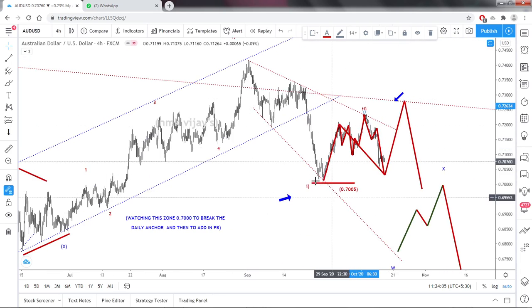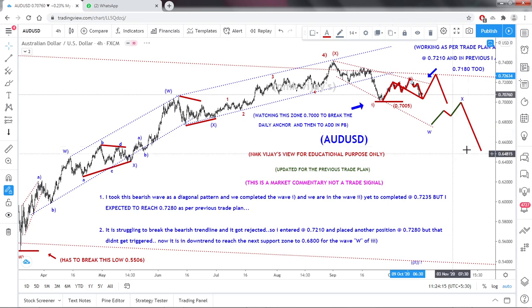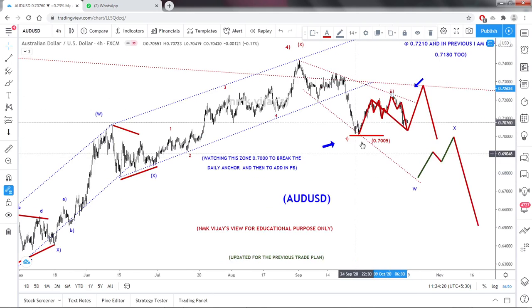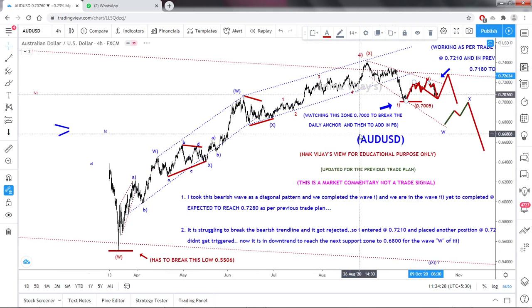So ABC is completed, 1. ABC, if it is a 2 here or 2 here, after that it has to be ABC as a W, and X as a connecting wave, and again ABC as a complete 3rd wave. So it will take more time if it is a diagonal triangle wave, and I am expecting the same thing in everything, because everything has done only 3 waves. So let's see how it moves.